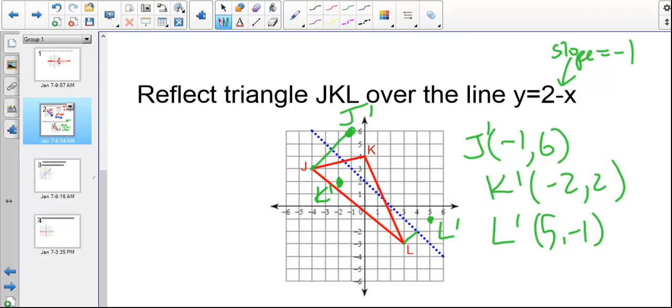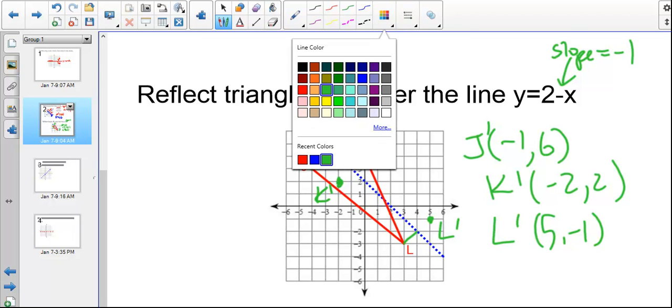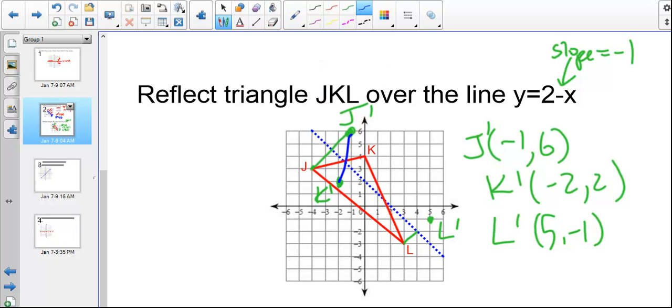And so you can see, I'll pick a different color to actually draw this triangle, but here's our triangle, J prime, K prime, L prime, that's been reflected over this line of reflection right here, y equals 2 minus x. So I hope that clears up just how I'm deciding how to travel exactly, precisely.